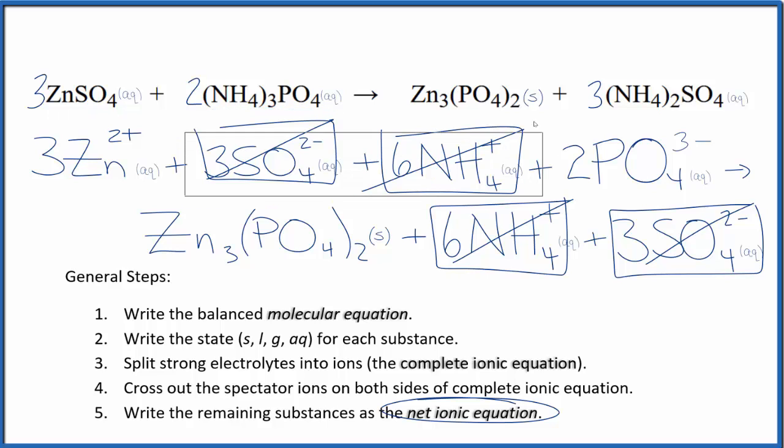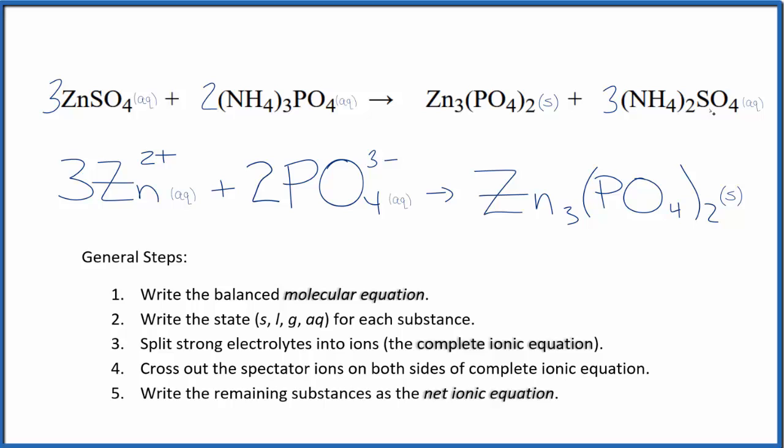What's left though is the net ionic equation for zinc sulfate plus ammonium phosphate. Let's remove the spectator ions. So this is the balanced net ionic equation for ZnSO4 plus (NH4)3PO4.